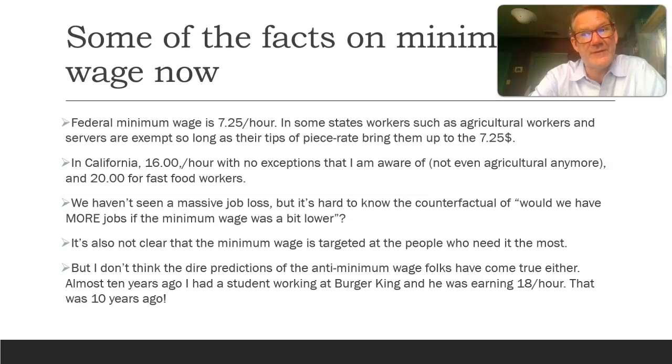So, pretty high for fast food workers. So what's been happening, right? Well, look, we haven't seen massive job loss. The worst of the doomsday dire predictions definitely hasn't come true, but it's really hard to know the counterfactual of, would we have more jobs if the minimum wage had stayed lower, right? And there's a question about increased cost, which just would be another triangulation we would have to do, right?